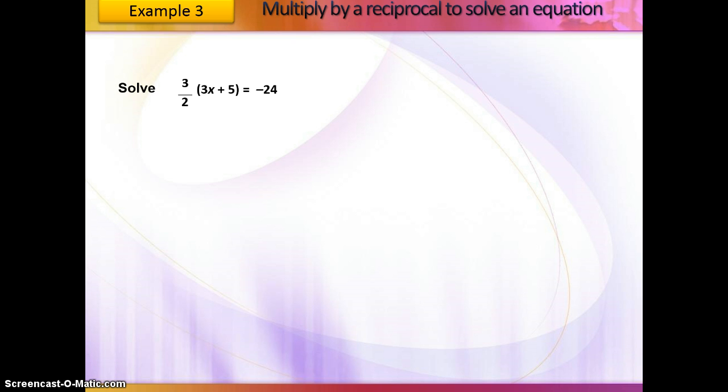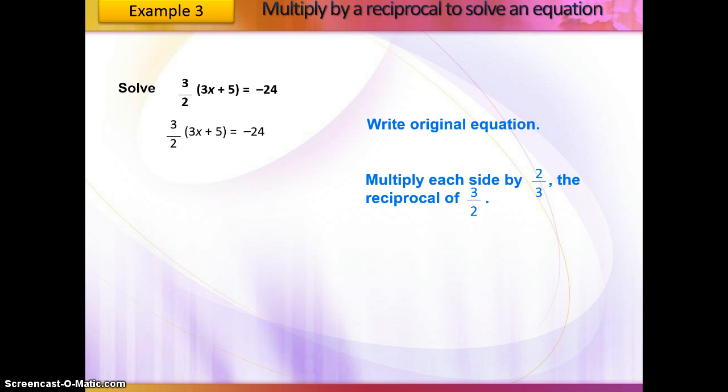This next example is asking us to multiply by the reciprocal to solve the equation. So here the equation says 3 halves times the quantity 3x plus 5 is equal to negative 24. So we're going to multiply both sides by the reciprocal of our fraction. The reciprocal of 3 halves is 2/3, so we're going to multiply both sides by 2/3.